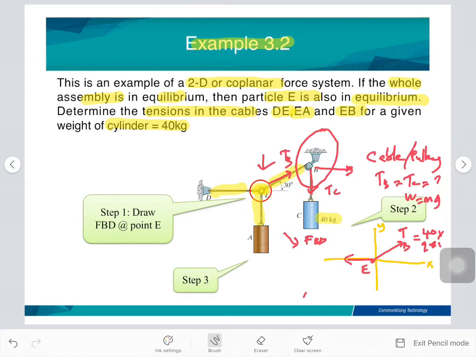Right, then you can sketch another tension in the cable. You have TD here, and you need to determine what TA is. Also, don't forget this angle. Right. Can you solve this?